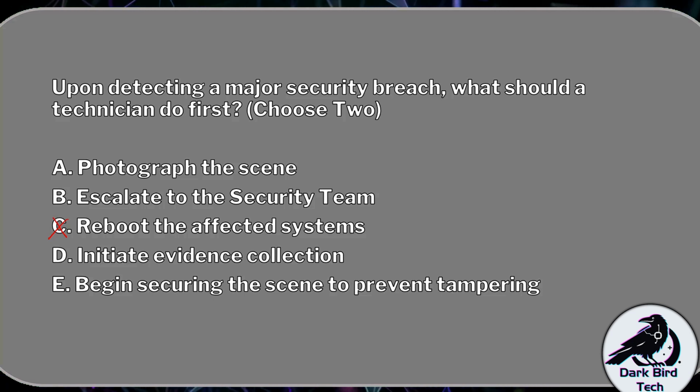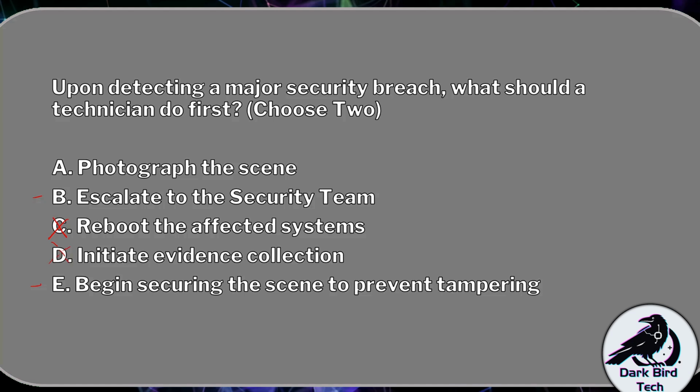Now we've got to choose the first 2 that a technician should do when they realize this thing is a security incident. Notifying the security team sounds quite good. Photographing the scene, I would be okay with that, but I also want to make sure that no one can tamper with the scene before I worry about photographing it. So beginning to secure the scene to prevent tampering would make a lot of sense. Evidence collection, I would leave to the response team or the forensics team if we're going to bring forensics in.